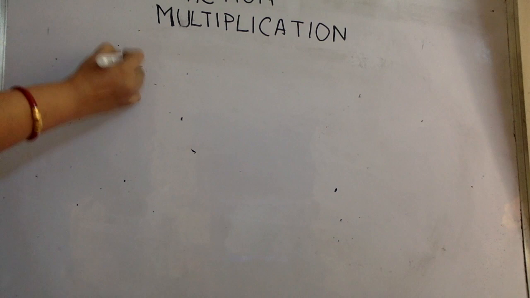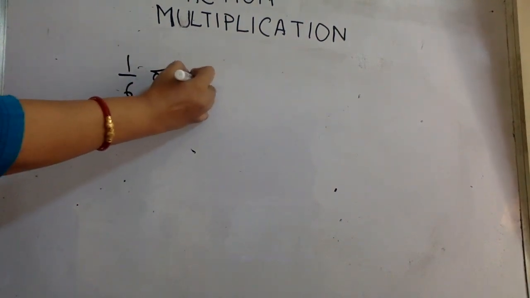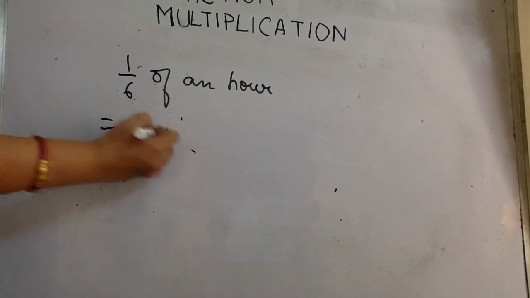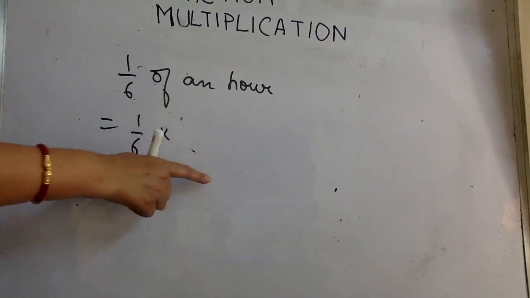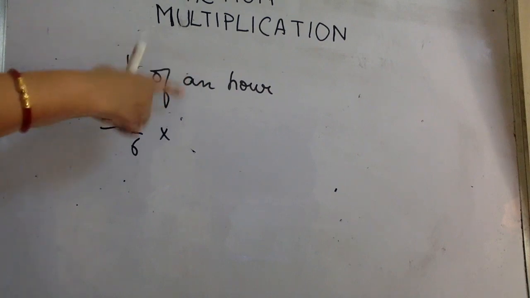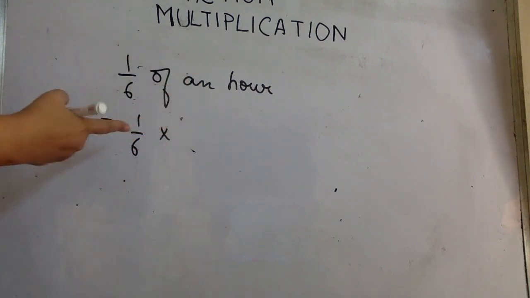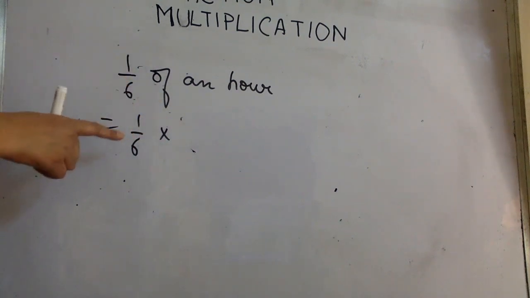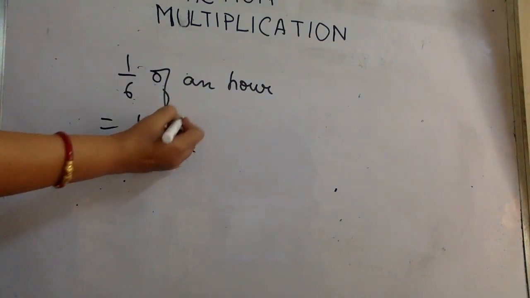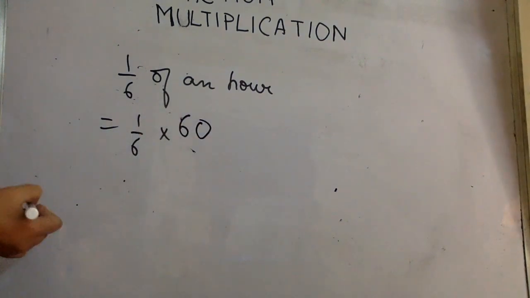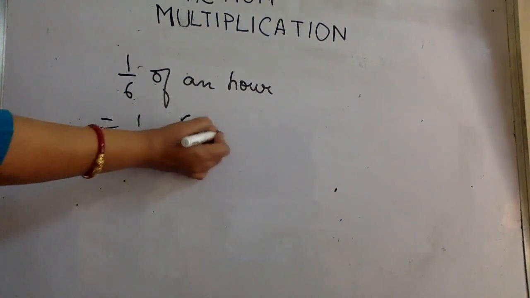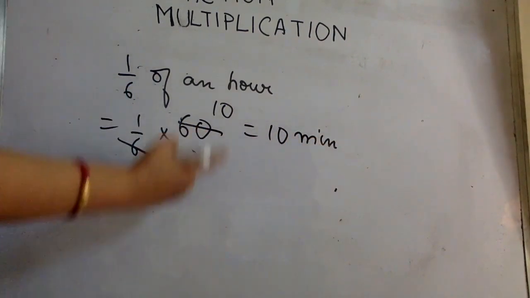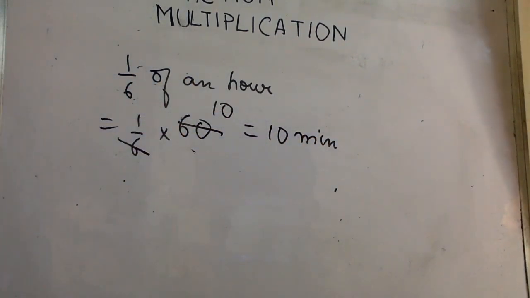Let's see. 1/6 of an hour. What to do now? 1/6 into, that's for the "of", an hour. So if I keep 1 here, 1 hour, you are going to go wrong. So what to do? An hour, I will just make it as 60 minutes. Okay, then cancel. My answer is 10 minutes. So I have to convert the hours to a smaller unit.